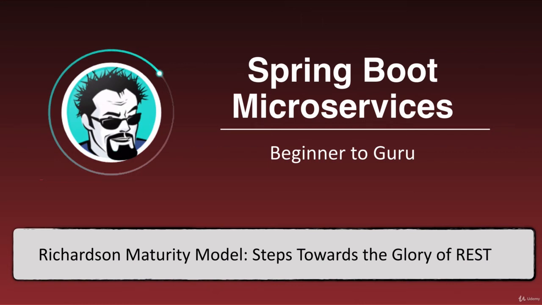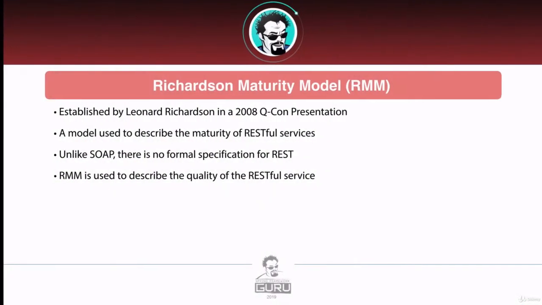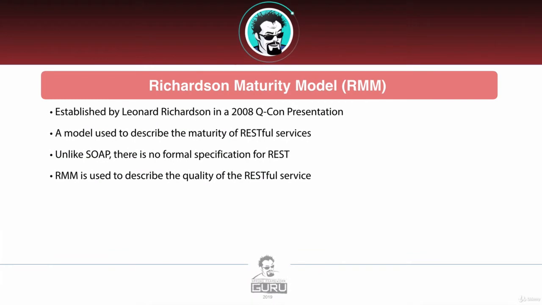In this video, we are going to talk about the Richardson Maturity Model. And this is from a presentation, The Steps Towards the Glory of REST. Now, the Richardson Maturity Model, or RMM for short, was established by Leonard Richardson in a 2008 QCon presentation. And basically, this used a model to describe the maturity of REST services.